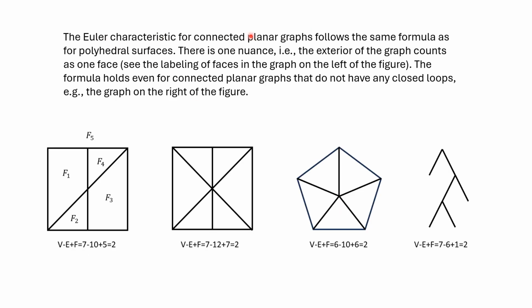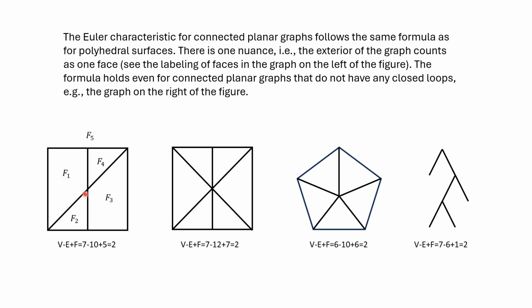Euler's characteristic also works for connected planar graphs, and you get the same value when you take the number of vertices minus the number of edges plus the number of faces. There's one nuance, one catch, which is that we need to include as a face the exterior of the planar graph. So let's look at a few here.